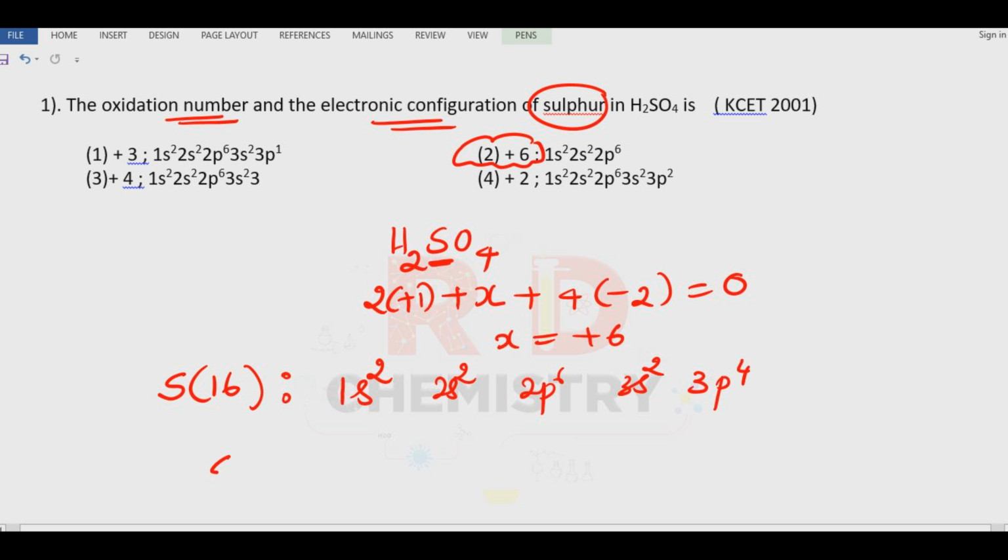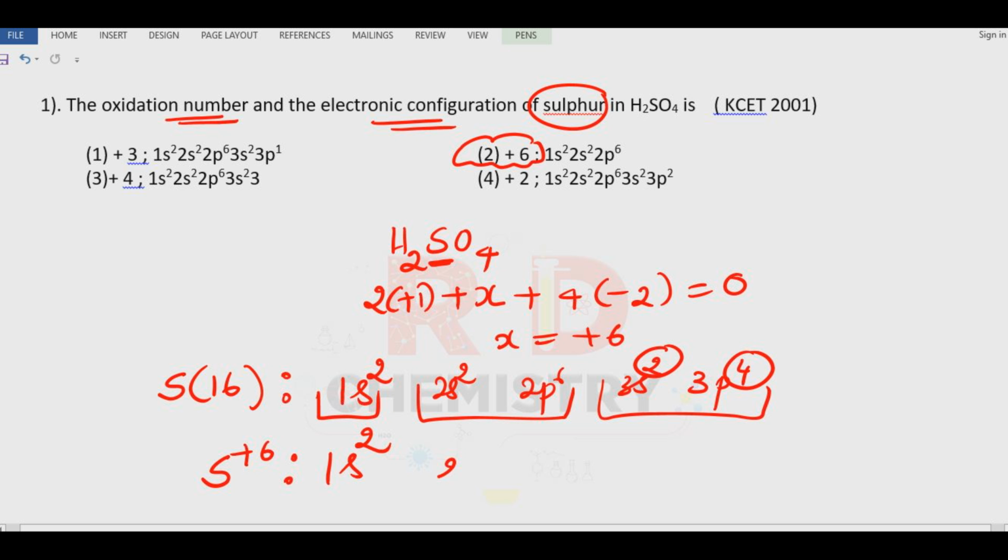But sulfur is in the +6 state. That means you have to remove the outermost 6 electrons. This is the first shell, second shell, third shell, the valence shell. Remove 6 electrons, 2 plus 4, 6. So it will remain as 1s2, 2s2 and 2p6. There are no electrons in 3s and no electrons in 3p. So therefore the answer is option number 2. Clear?